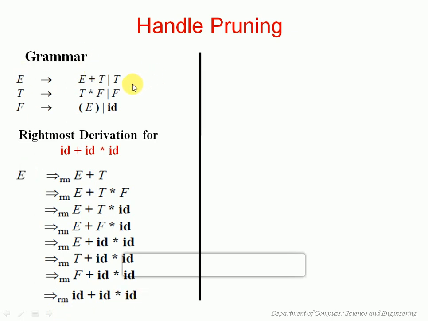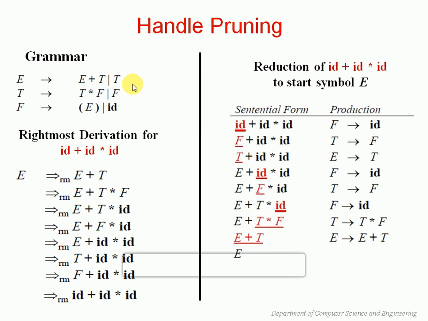Okay, now let us see the reduction process of id plus id star id to the start symbol E. After so many reduction steps, how does it reach E? We will see here. Each of these steps will have a sentential form. So E plus T is a sentential form, E plus T star F is a sentential form. Like that, finally you reach this sequence of terminals. So let us start with id plus id star id.